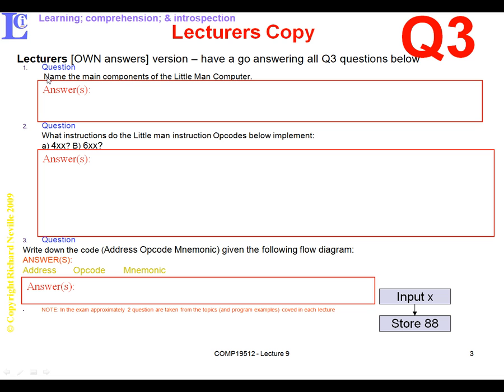The first Q3 is name the main components of the little man. If you remember, visualize that walled room that I talked about in the lectures, and you should be able to remember some of them. There's about 7. I'll give you a minute to think about them.